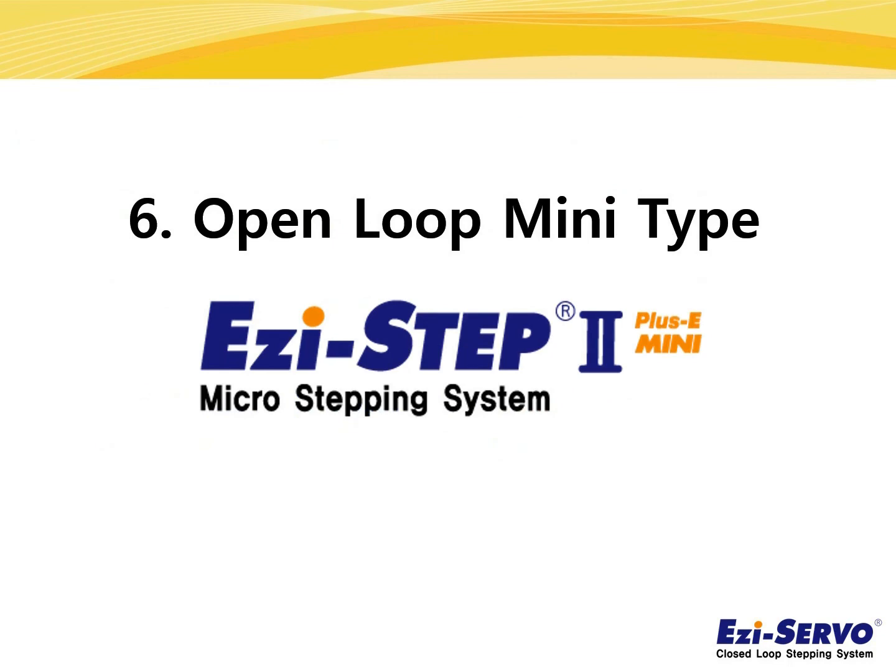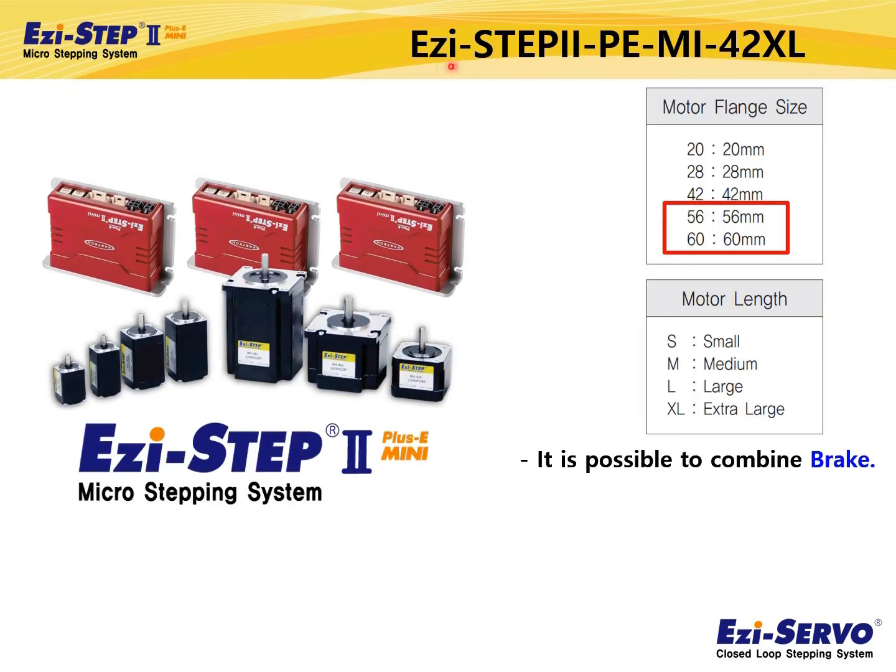The sixth product is Easy Step 2 Plus E Mini, an open-loop stepping system mini-sized drive product. Easy Step 2 PEMI means a mini-type product that operates in an open-loop stepping system without an encoder and an embedded controller with Ethernet network. This is motor size and motor length. Brake can be combined from 42mm size motor.